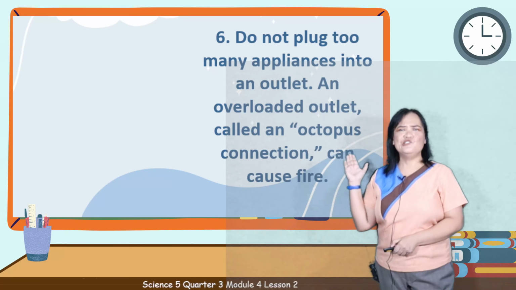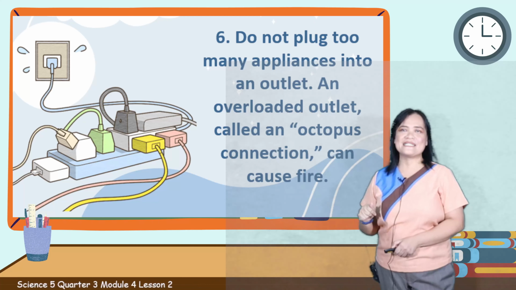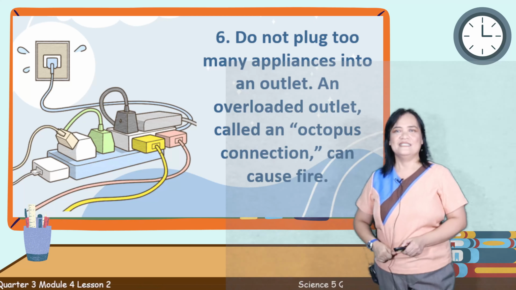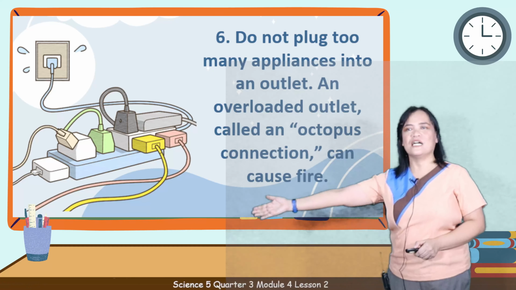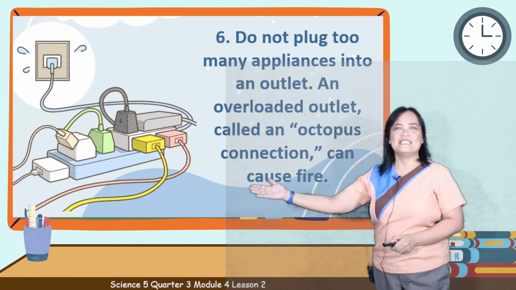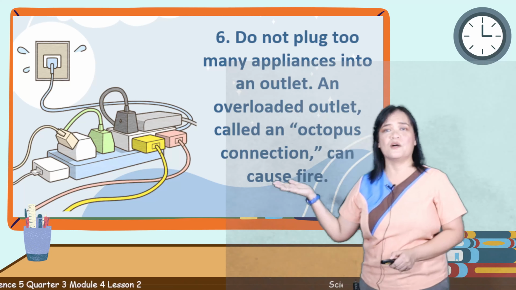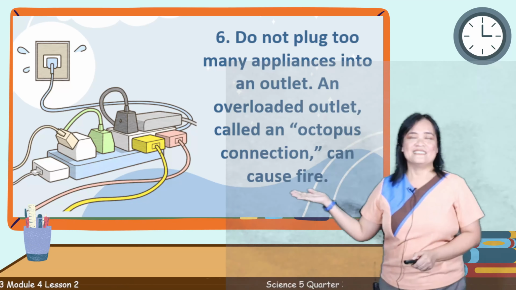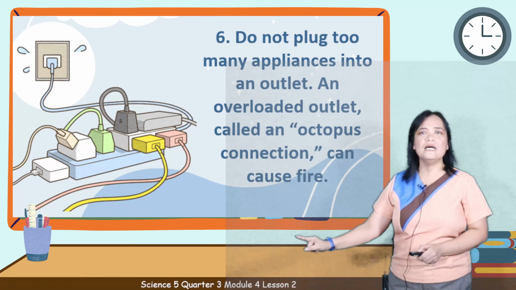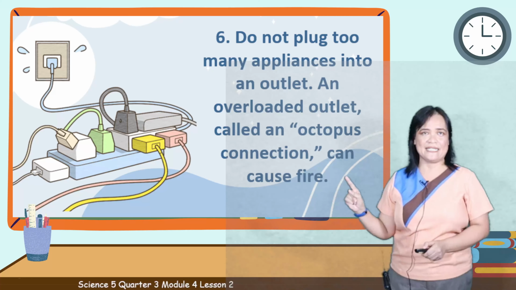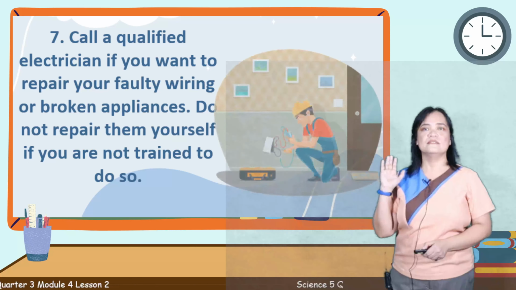Next, do not plug too many appliances into an outlet. It is called an overloaded outlet. So, look, so many are plugged in, okay? That's what we call an octopus connection, because it can cause fire. It's a fire starter. Okay? So, do not plug too many appliances. The next one, 7.